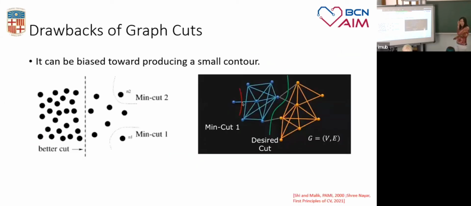But let's see what problem you can find here. Maybe you can get this. What happens if we are only checking the minimum cut? It can be that maybe the desired cut will be this one from here.